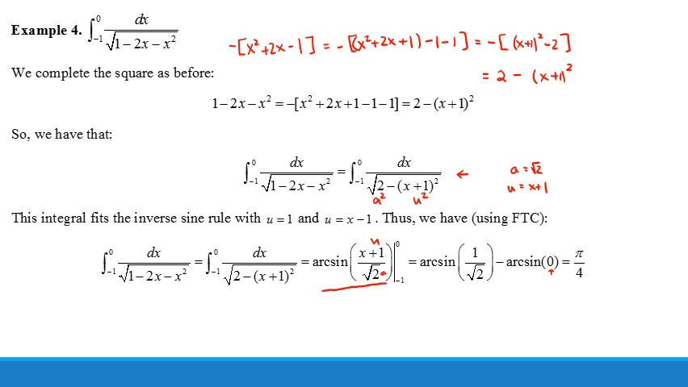And so now I'm looking for the arc sine of 1 over the square root of 2, which is just the angle whose sine value is 1 over the square root of 2, or you might be more used to seeing it as square root of 2 over 2. So that, of course, is pi over 4. And then we talked earlier about the arc sine of 0 being 0. So what you don't see there is my subtracting 0 from the final answer.